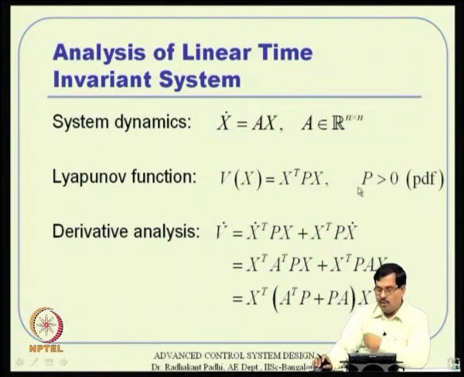Now, if you start from here, for V dot, remember P is a constant matrix. So, V dot is x dot transpose P x plus x transpose P x dot, and for x dot you substitute A x. That means x dot transpose is x transpose A transpose, and x dot is A x. So, you take x transpose to the left and x to the right, and you are left with this expression. That means V dot is nothing but x transpose times (A transpose P plus P A) times x.